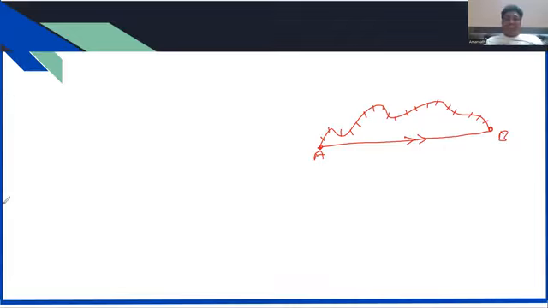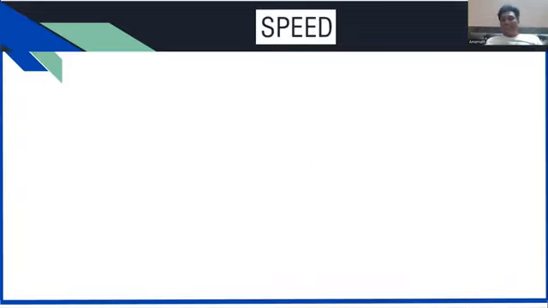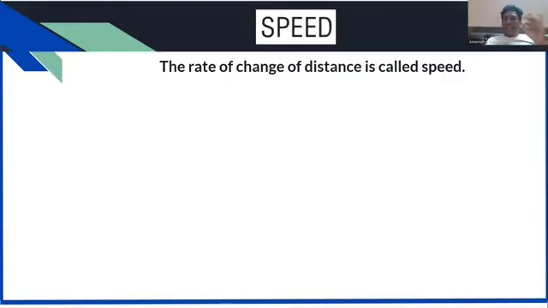Because speed and velocity are defined by distance and displacement, we should properly know what is distance and what is displacement. That is why I have given a little recap. Now let us discuss what is speed. The definition of speed is rate of change of distance. You just have to learn it, nothing else. The rate of change of distance is called speed. In general, you can say distance by time.